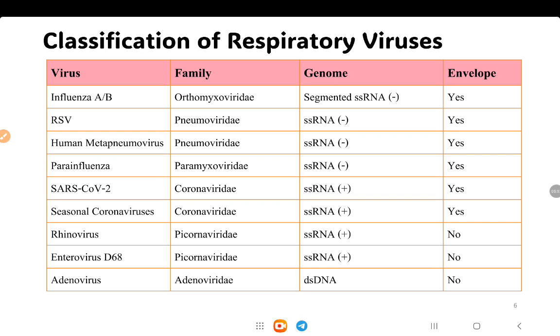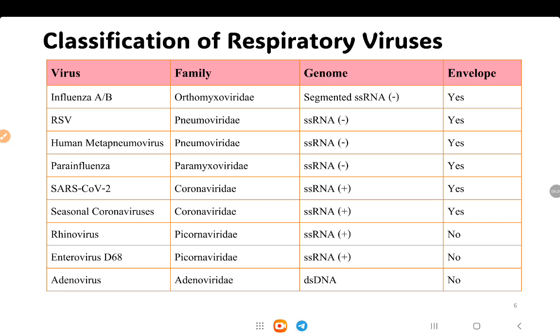In this table, we highlight the major respiratory viruses encountered in clinical laboratories which cause respiratory tract infection. From the diagnostic and protective perspective, understanding viral classification is very important. It helps us predict the genome type, stability, replication mechanism, and the most suitable molecular assay for diagnosis. Enveloped viruses are generally more sensitive to disinfectants, whereas non-enveloped viruses such as adenovirus and rhinovirus survive longer on environmental surfaces.